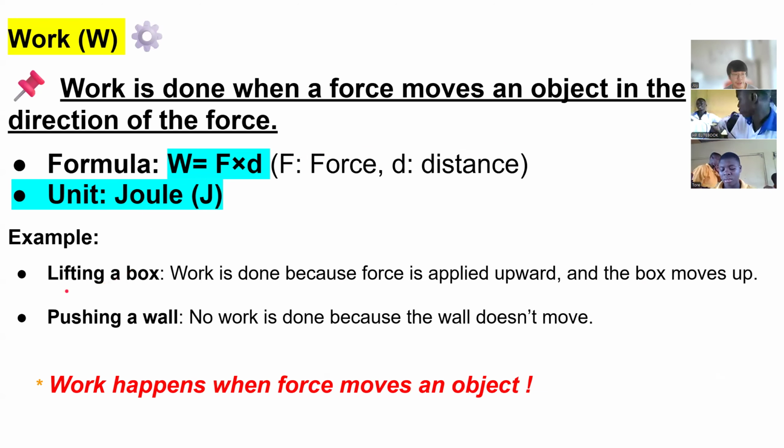An example is lifting a box. Work is done because force is applied upwards. You're lifting a box and you apply the force upwards and the box moves up. So we can say work is done here. Pushing a wall, on the other hand, there's no work done because the wall doesn't move. Remember, work depends on force, the amount of force you push with, but also the distance covered. That's why work happens when force moves an object. It changes the distance applied by the force. This is the connection between work and force.